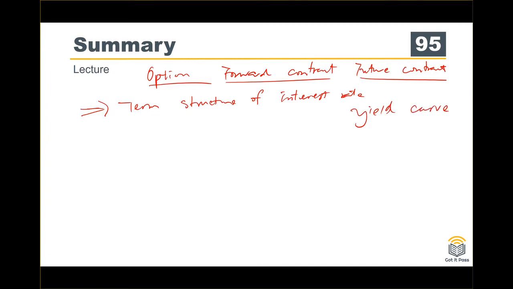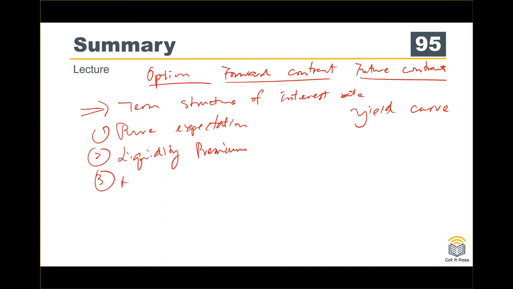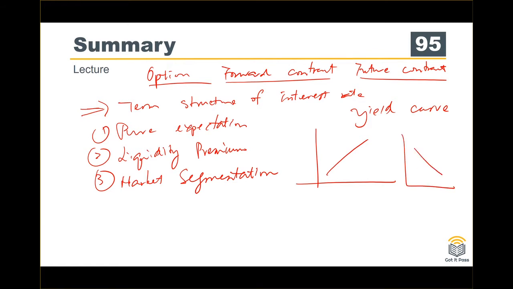Remember the yield curve? We mentioned 3 different theories: the pure expectation theory, the liquidity premium theory, and the market segmentation theory. So remember there are 2 types of yield curve. The normal yield curve is upward sloping. Also we mentioned the downward sloping or inverted yield curve, and we explained it.